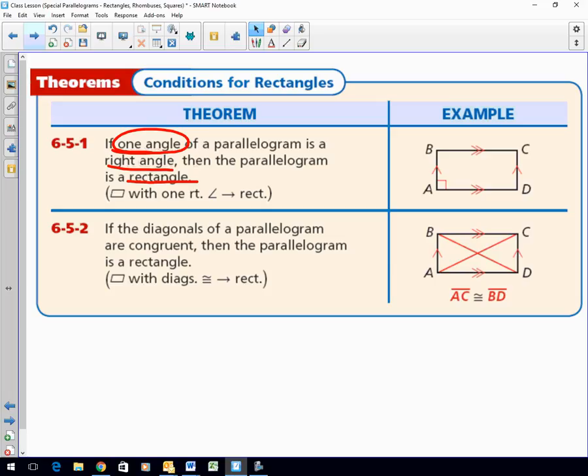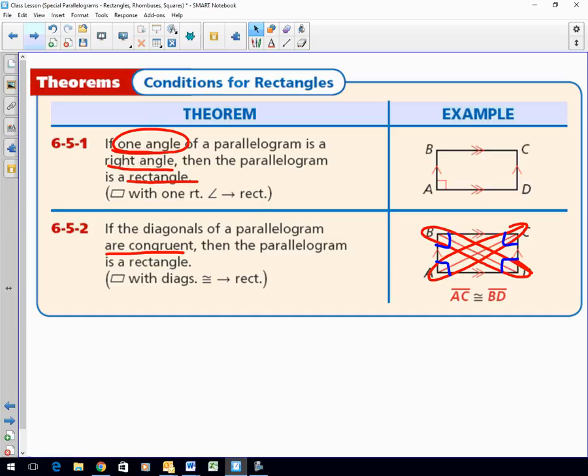Next, if my diagonals in a parallelogram are congruent, then I have a rectangle. If AC in a parallelogram is congruent to BD, that means I have a rectangle, which is helpful because if it's a rectangle, it's got 4 right angles.